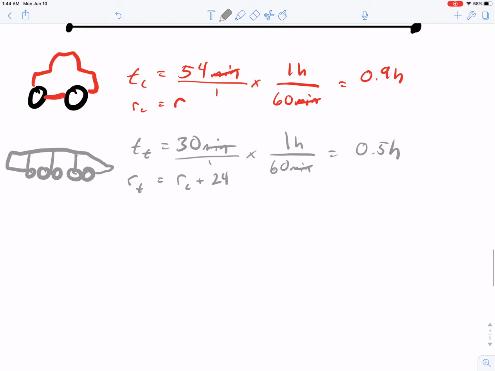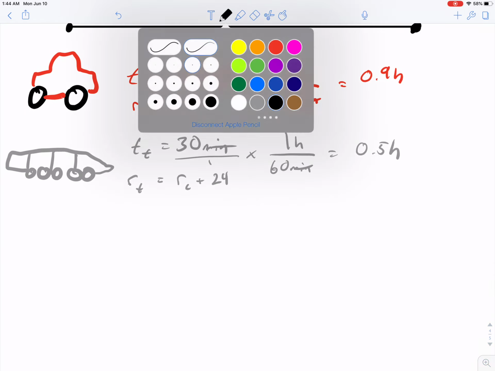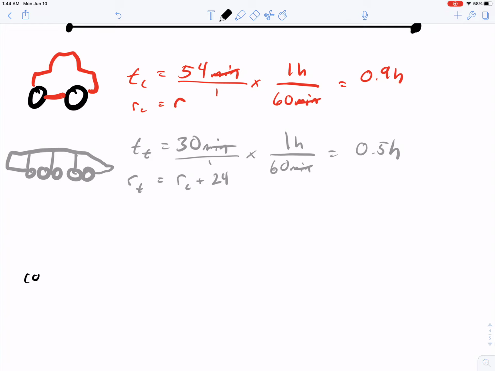Okay, so we're going to do something similar to what we did last time. This is going to be about the car. This is going to be about the train. We're going to say rate times time equals distance. So the rate of the car, we just called that R.